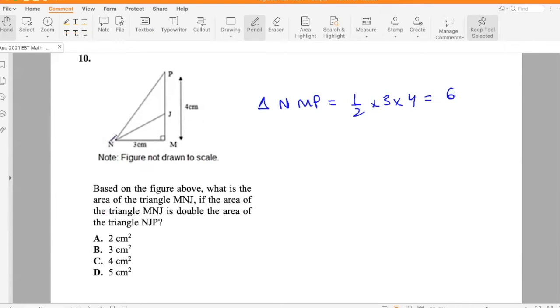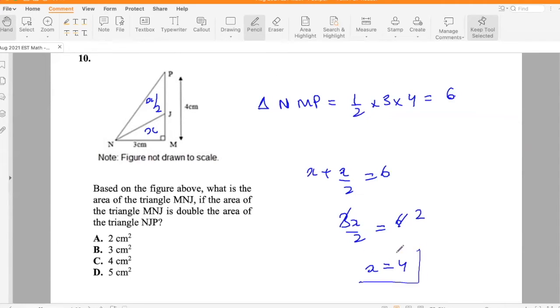So M and J, let's say M and J is X, then P and J is X by 2. So X plus X by 2 is 6. So 3X by 2 is 6. So X is 4. So 4 is the area of M and J.